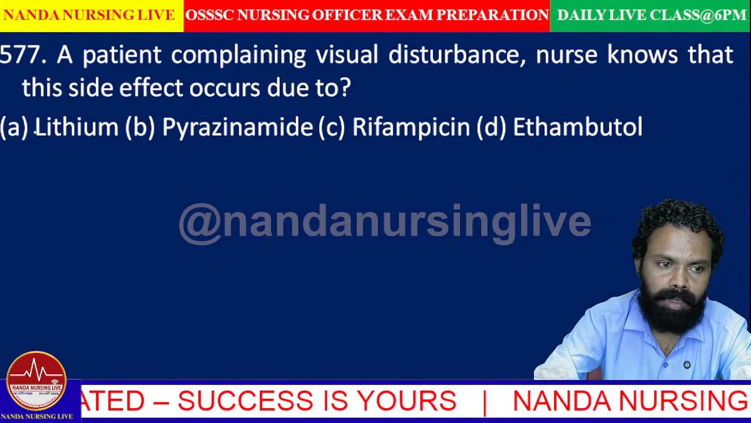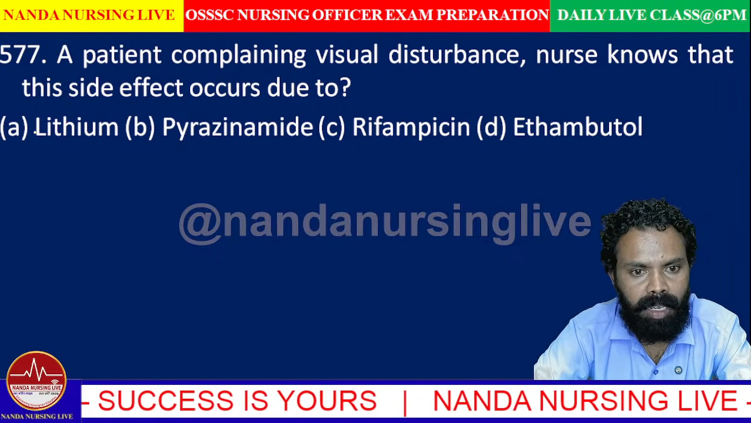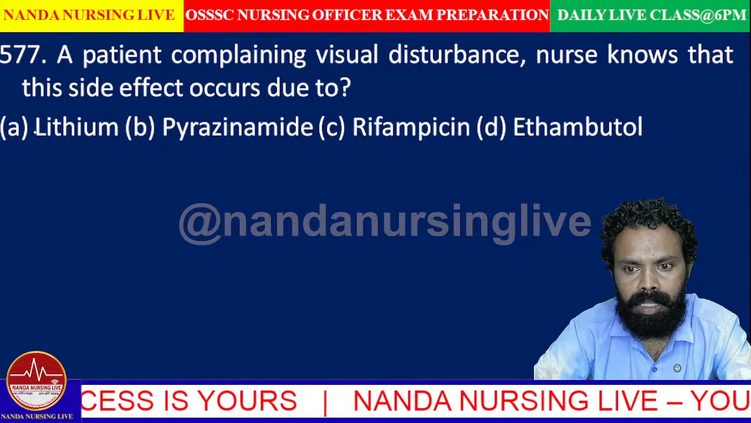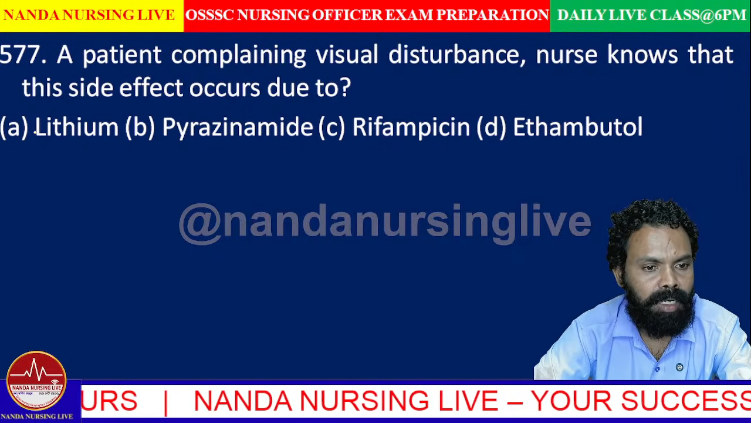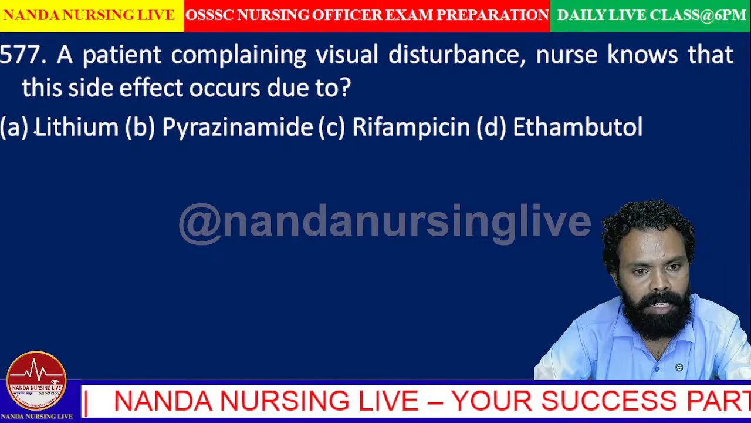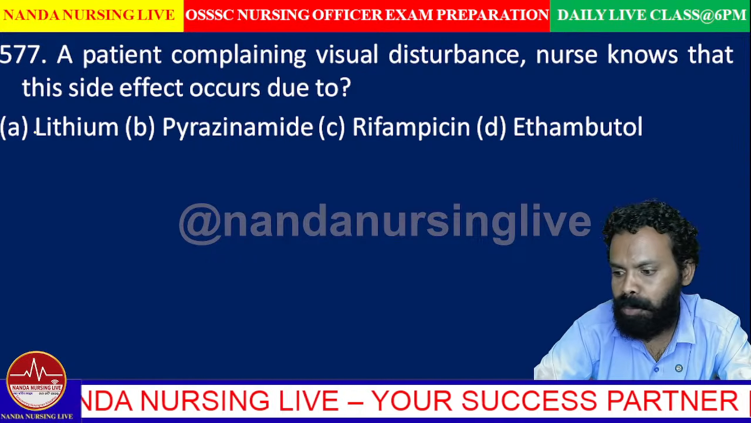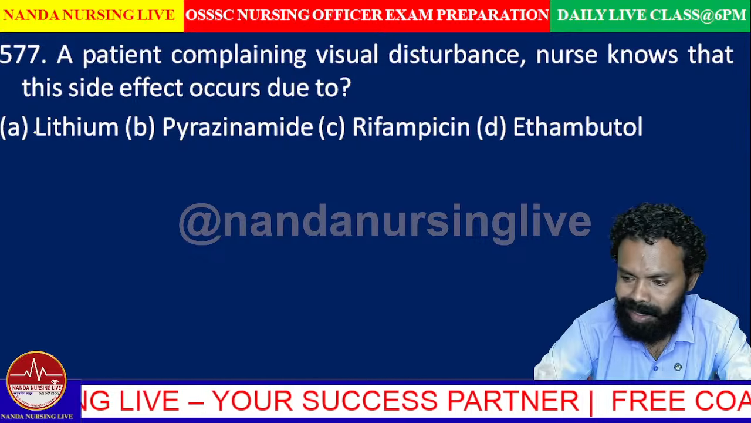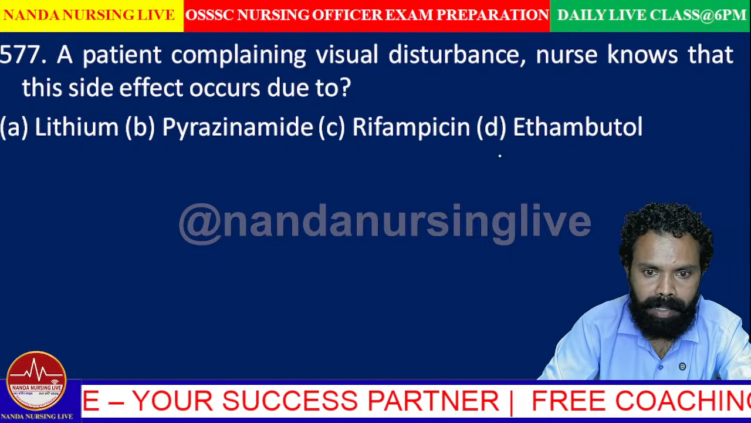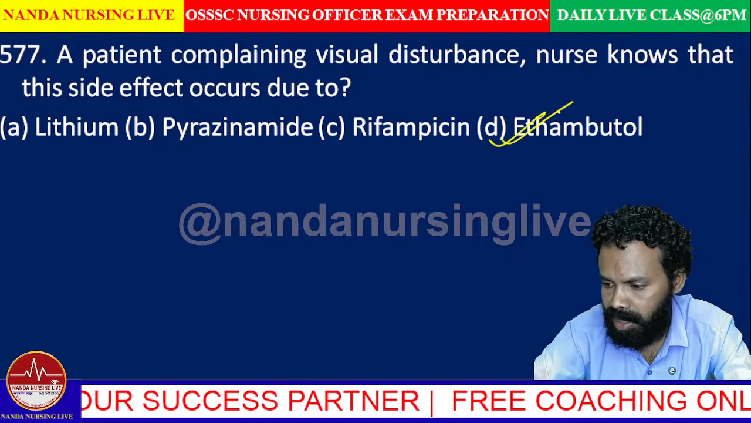Next question, question number 577. Patient complaining of visual disturbance. The nurse knows that this side effect occurs due to: option A lithium, option B pyrazinamide, option C rifampicin, option D ethambutol. Which option is the correct answer? The correct answer is ethambutol, right? Option D is the correct answer.